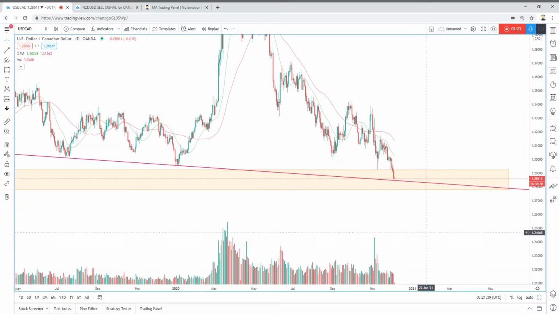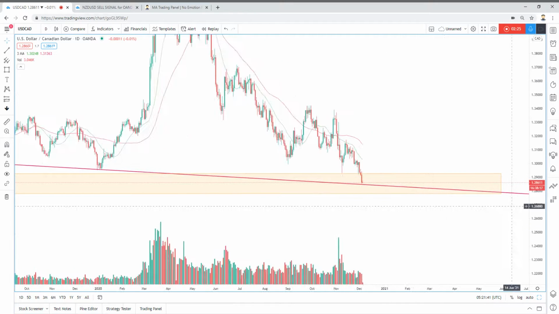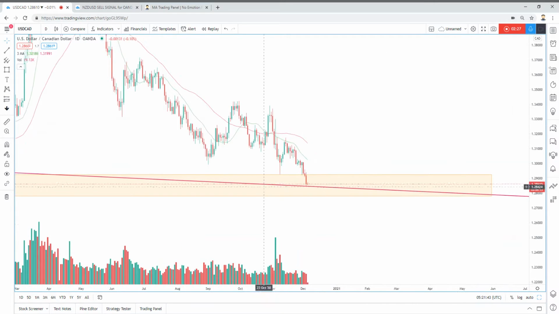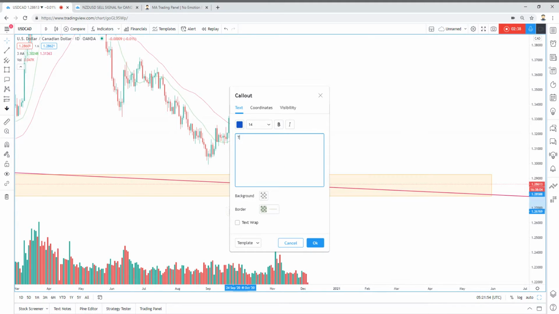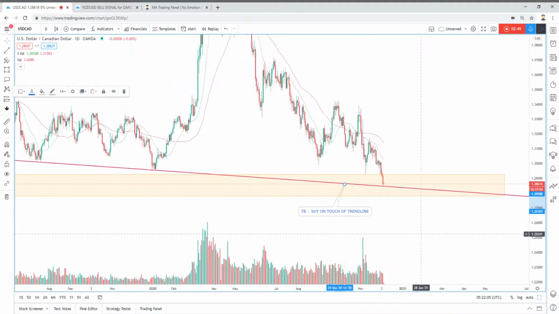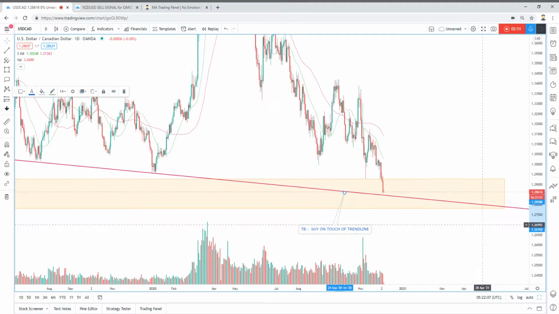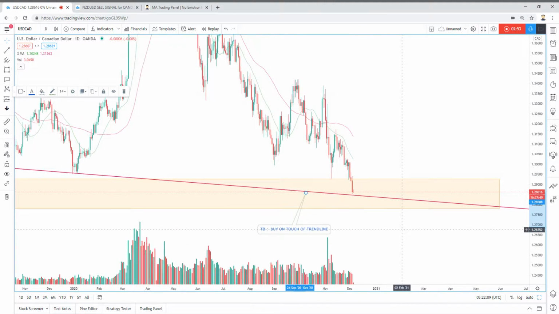Otherwise, for our auto traders who use our software to trade, what we can do is draw this trend line. Okay, and we are going to name it touch buy, TB, which is buy on touch of trend line. So we're going to take a trade when price touches this level on this daily chart trend line.